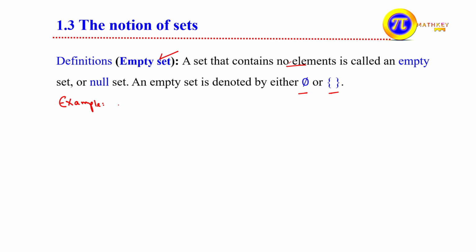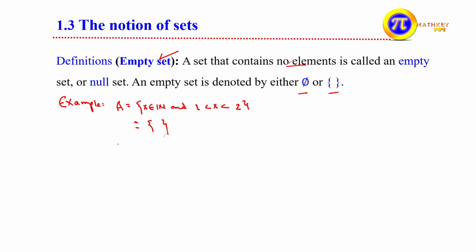For instance, if we consider set A = {x : x is an element of the natural numbers and 1 < x < 2}, we try to find a natural number x between 1 and 2. Is there any natural number between them? We can't find any, so this is an empty set. This is an example of an empty set.